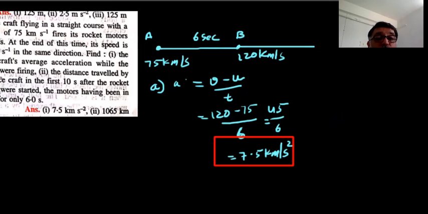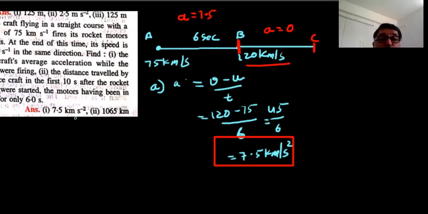Now the motors were stopped at point B. So here we have an acceleration of 7.5 kilometers per second square. But after B, the motors were stopped, so the rocket is moving with a uniform velocity. From B to C, acceleration will be equal to 0. So the velocity will remain constant, which is 120 kilometers per second. From B to C, the velocity of the rocket is 120 kilometers per second.